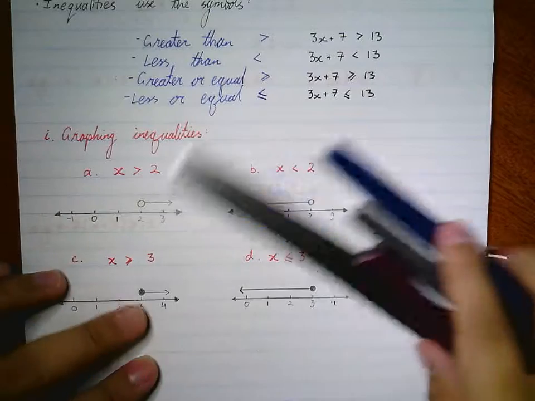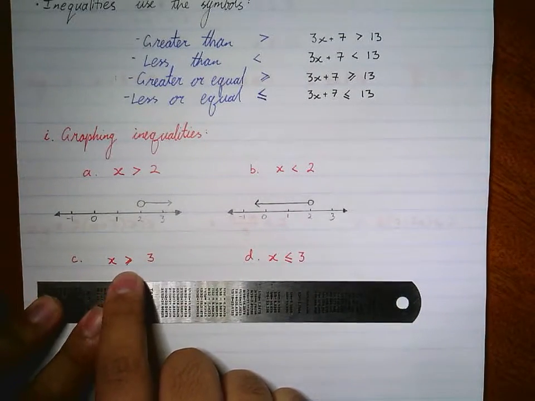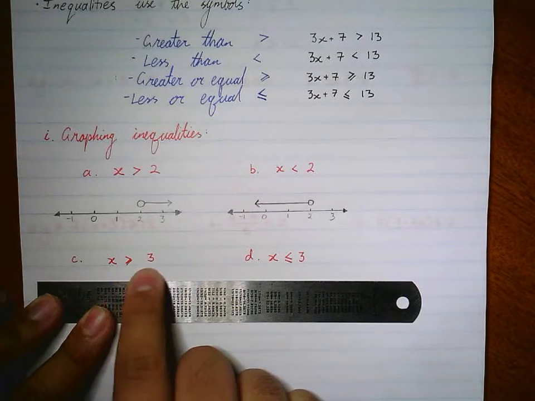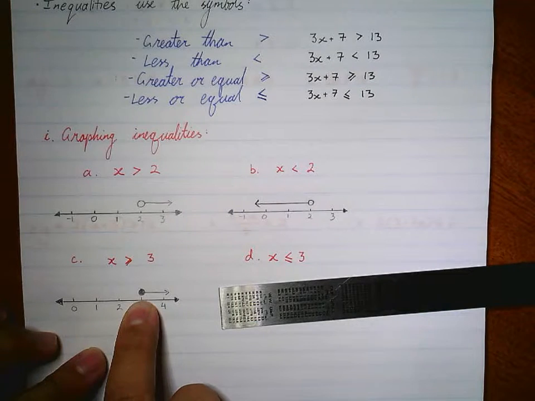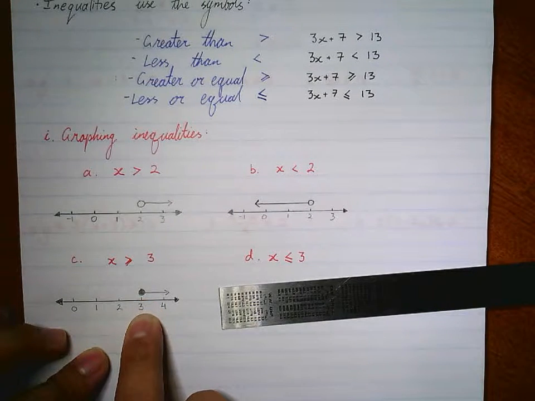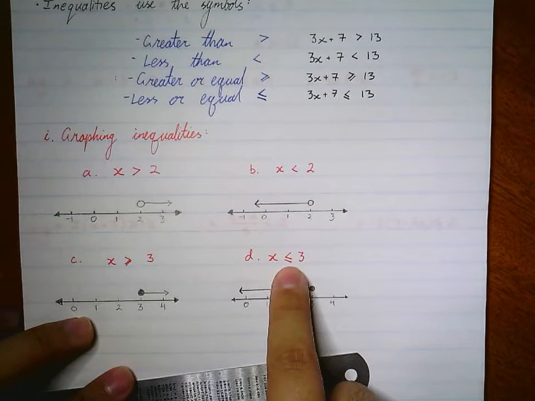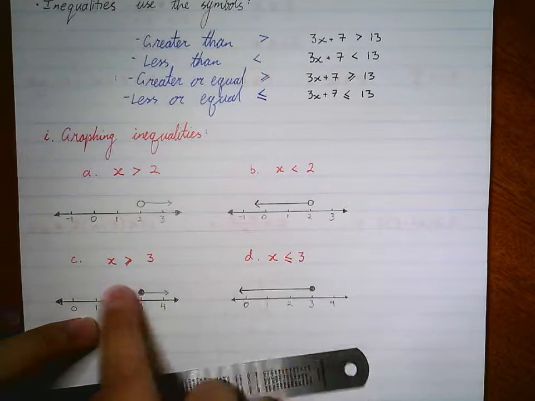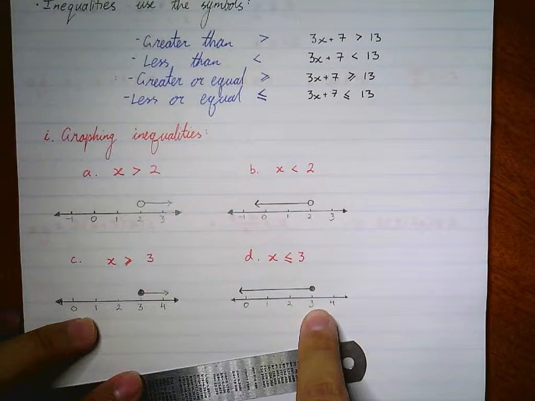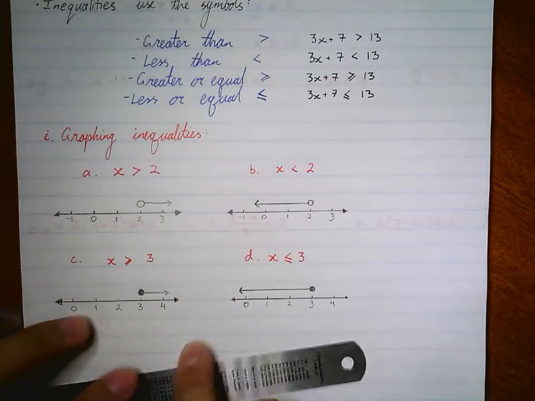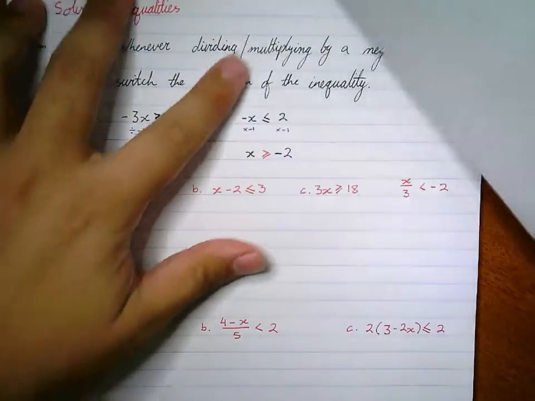And very similarly, if we have these symbols, x is greater than or equal to 3, we have this time a solid dot over the number 3 pointing to the right. And this one here, same thing, except with a solid dot over the 3 pointing to the left. Okay, so now let's move on to actually solving inequalities.